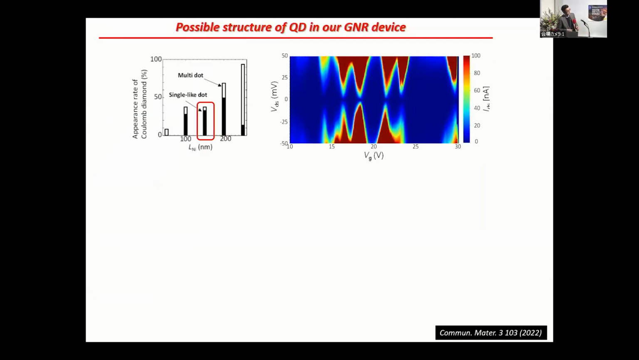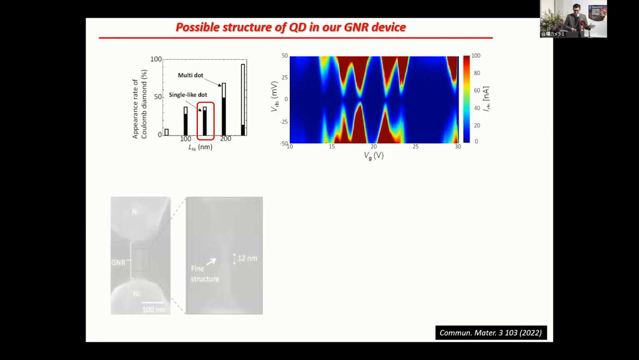And this is typical nice data of single dot-like features. Here is the drain-source bias as a function of gate bias voltage, and we plot the current as a color scale. So you can see the blue diamond-like shape. This is an off-current region. Current doesn't go through, and this diamond is well closed near the zero bias voltage region. So this is the so-called single dot-like feature.